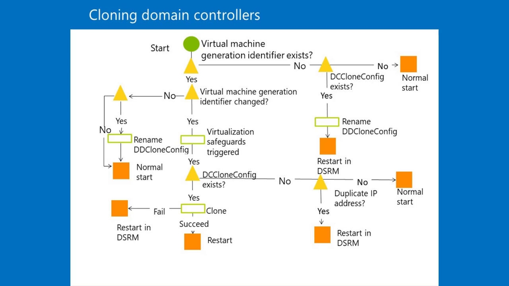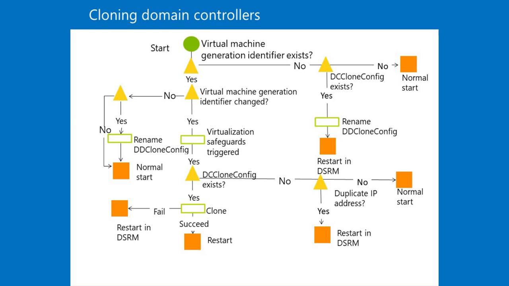2. The clone checks whether the virtual machine generation identifier changed, and takes one of the following actions accordingly. If it did not change, it is the original source domain controller. If DCCloneConfig.xml exists, it is renamed. In both cases, a normal startup occurs, and the domain controller is functional again. If it did change, the virtualization safeguards trigger, and the process continues.